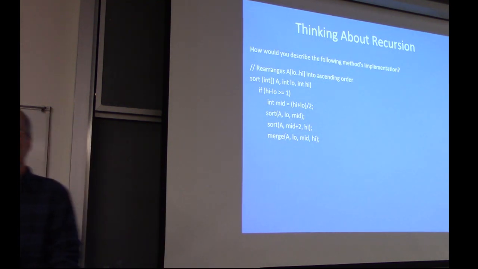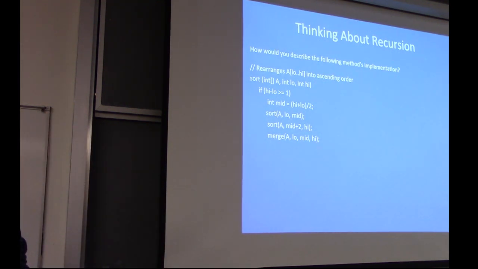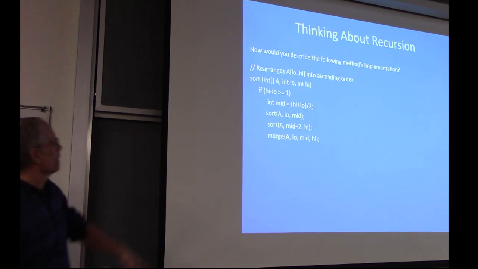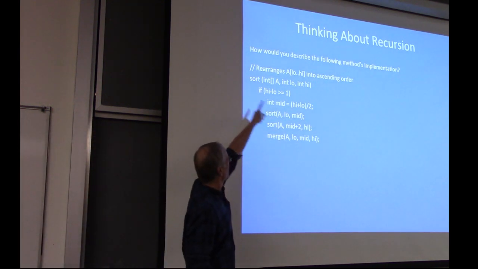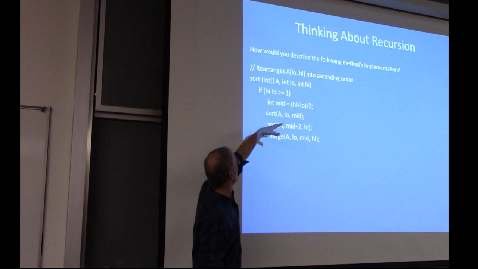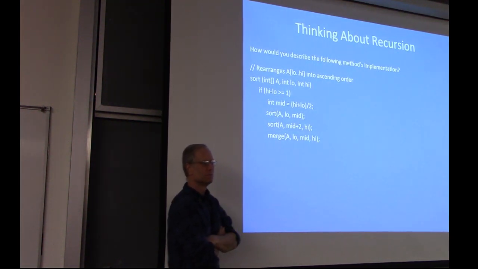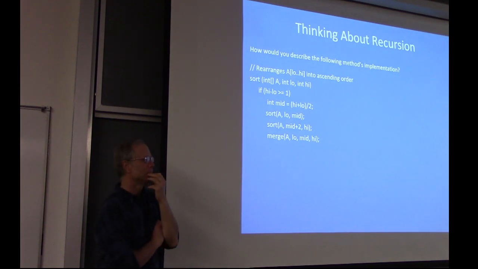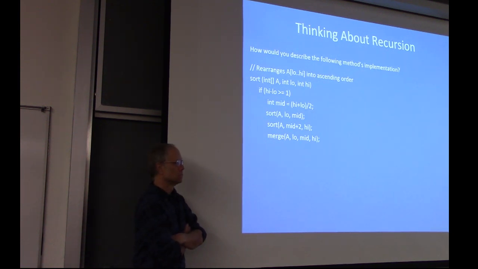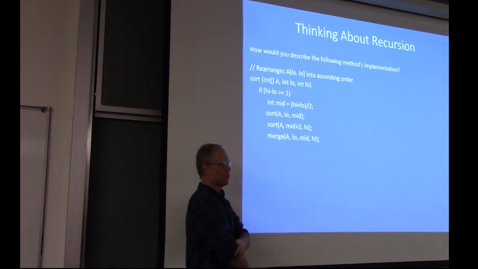Yeah? So would a good answer be what the comment says? Well, right, that's the high level. I'm asking you to explain the implementation, how the implementation works. Yeah? It sorts the two different halves of the array and then puts them back together. Okay, sorts the two halves of the array, puts them back together.